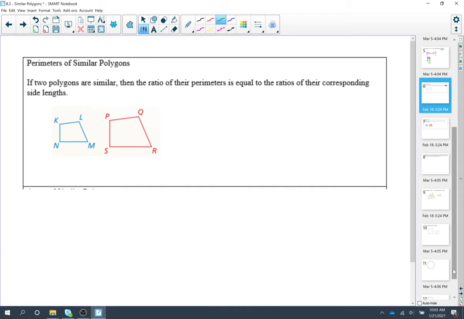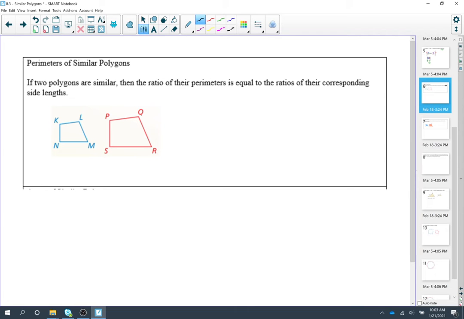Perimeters of similar polygons. If two polygons are similar, then the ratio of their perimeters is equal to the ratios of their corresponding side lengths. Now, what that means essentially is that once you find the scale factor, for example, if we take KLMN and we dilate it to get to PQRS and we find that scale factor, the scale factor from each side is the same thing, which is also true for the perimeters.